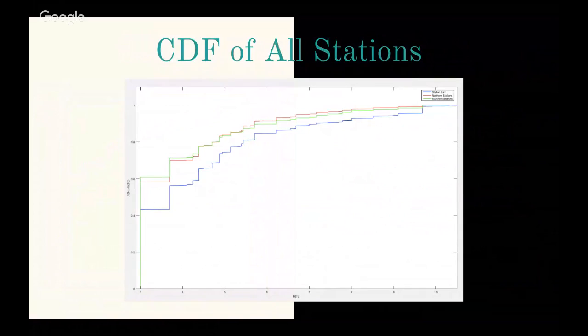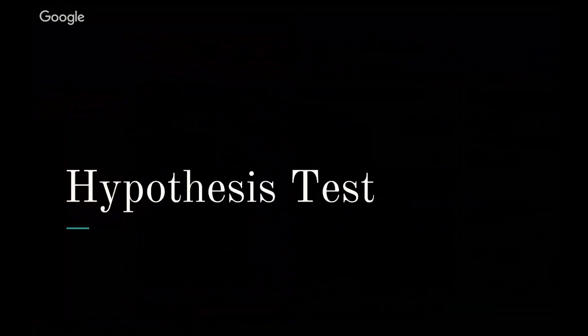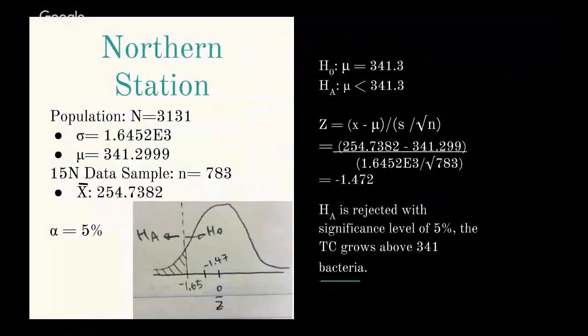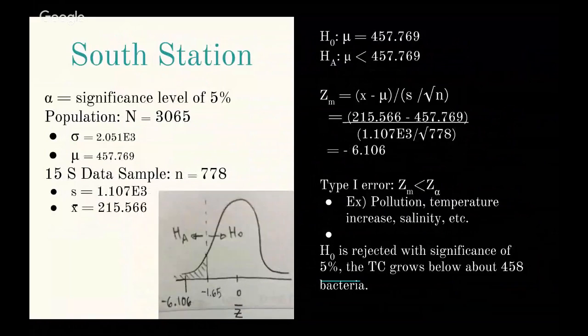And this is a comparison of all three normal CDFs on one graph, so you can easily see the comparisons: the northern station is the highest, and then the southern station is the next highest, and the zero station is the lowest. The difference between the northern and southern stations is kind of slim compared to the zero station, so we did a hypothesis test. And these are calculations for the northern and the southern stations.